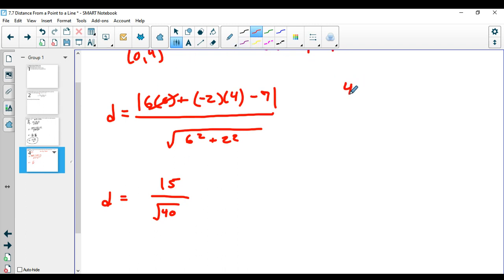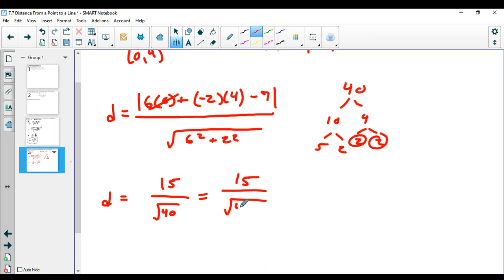Does 40 break down into anything nice? Yeah, it does: 10 and 4. What's the saying that you guys learned? You need a partner to break out of jail. 4 is 2 squared, so 40 can be reduced to 4 times 10, and that 4 can come out as a 2. And you're left with the square root of 10.